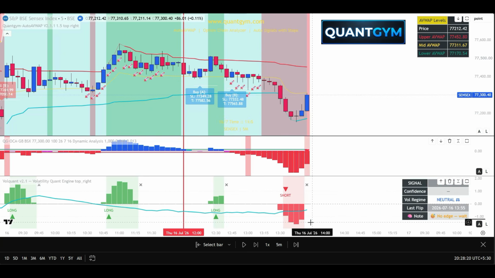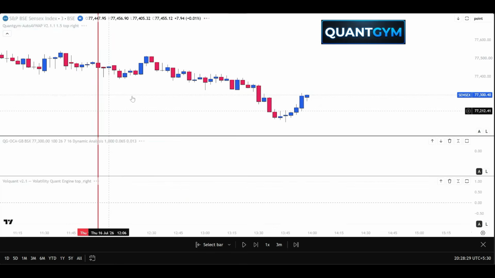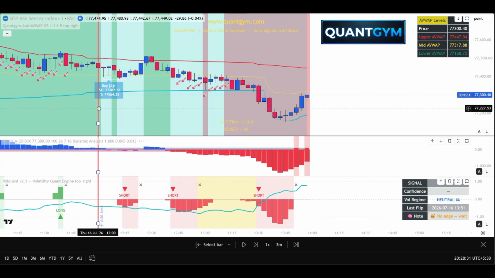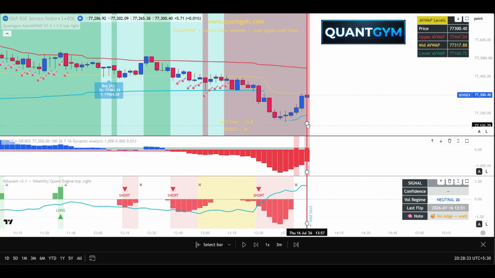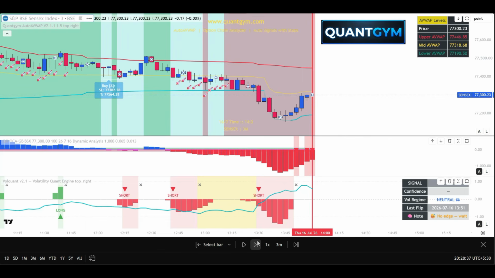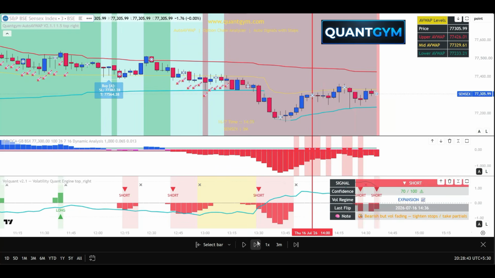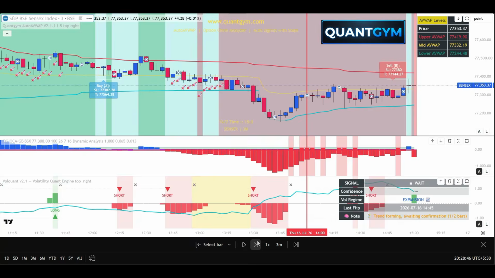Okay, now we have come to 2 p.m. Correct? This is almost 2 p.m. So from 2 p.m. shift to 3-minute charts. Let's just mark the point at 2 p.m. OCA is bearish, so I'm looking for a bearish trade. Doesn't happen. The lower AVWAP is actually continuously holding.